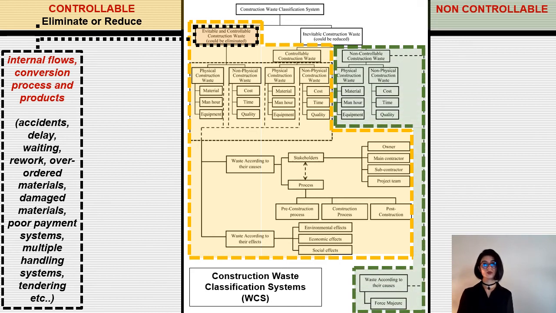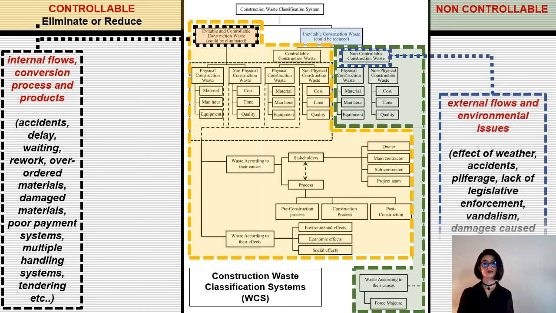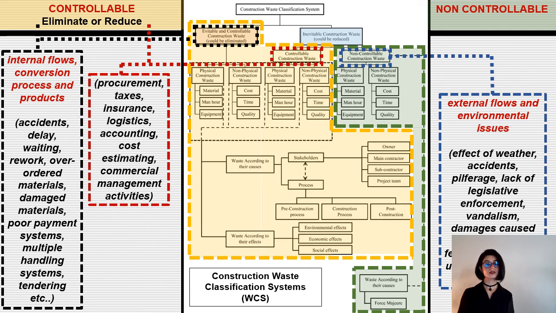And the other group is non-controllable waste, which are external flows and environmental issues, effect of weather, accidents, pilferage, like that. And inevitable waste is also both controllable and reducible. The controllable one is also divided into procurement, taxes, insurance, logistics, accounting, cost estimating, and commercial management activities.